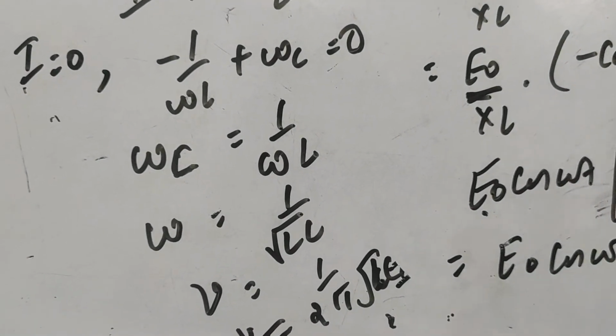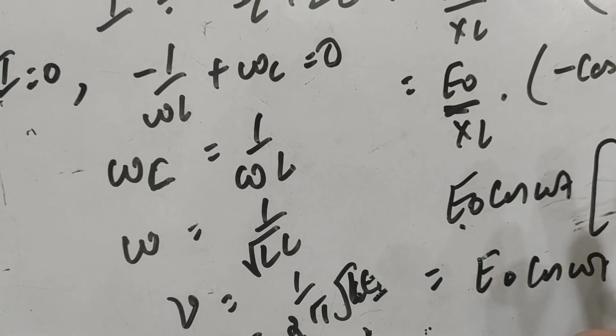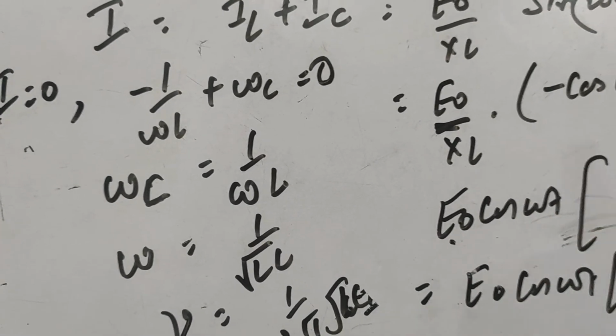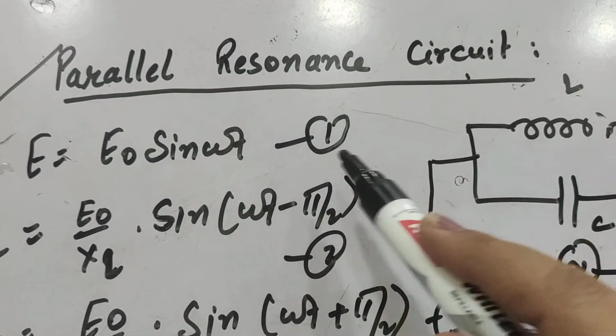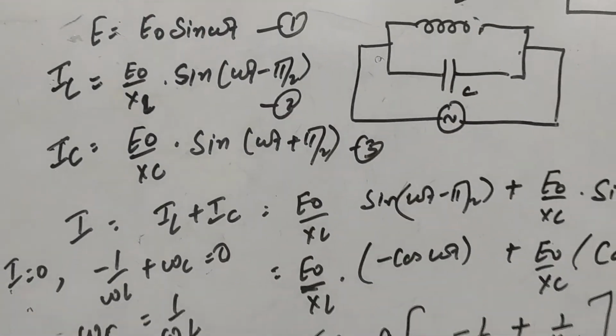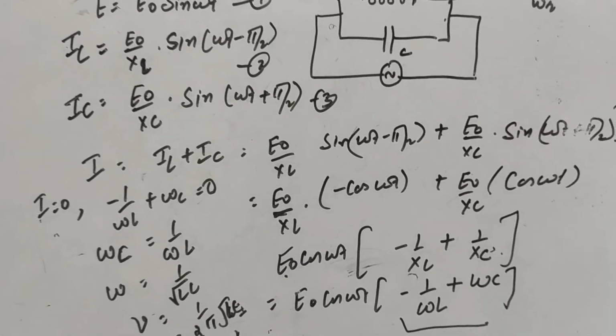If we have a recap: in the case of a series resonance circuit, at resonance the current is maximum, and in the case of parallel resonance the current is minimum at resonance. So this is all about the parallel resonance circuit.